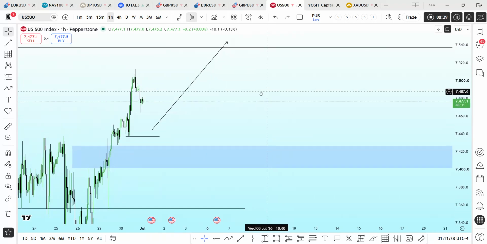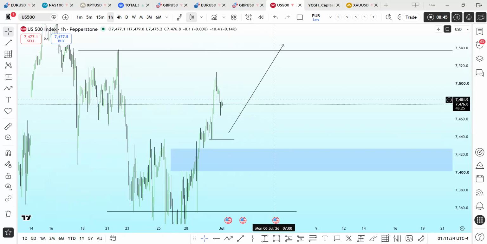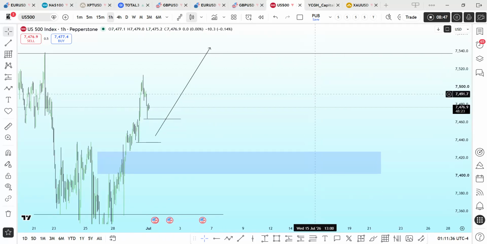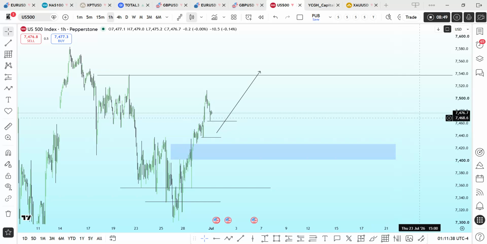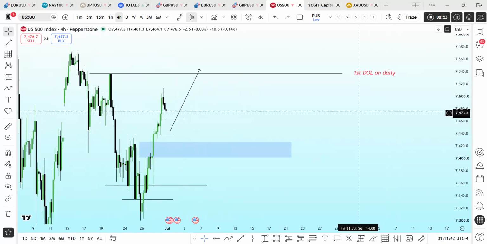So what I'm trying to say is we have an overall bullish bias on index futures, and this is our first draw on liquidity, which we are focused on currently. Once price reaches here, we will try to find opportunities where we can go long on index futures.